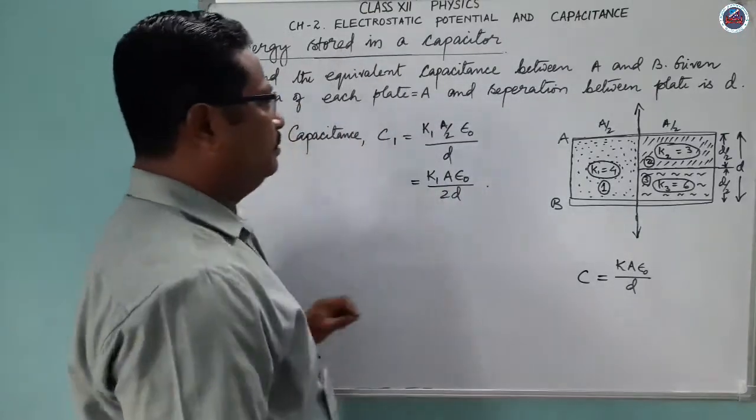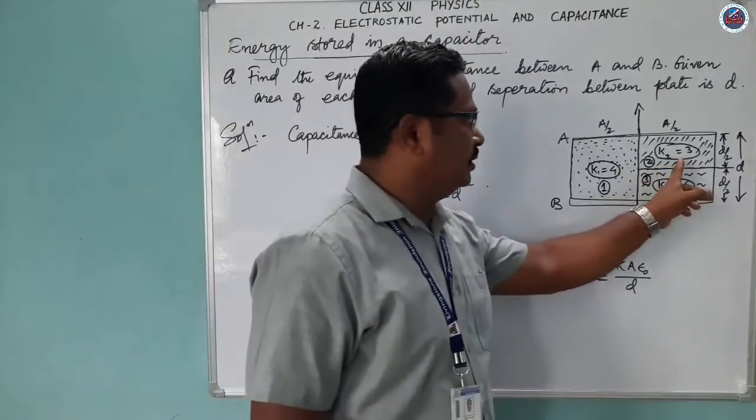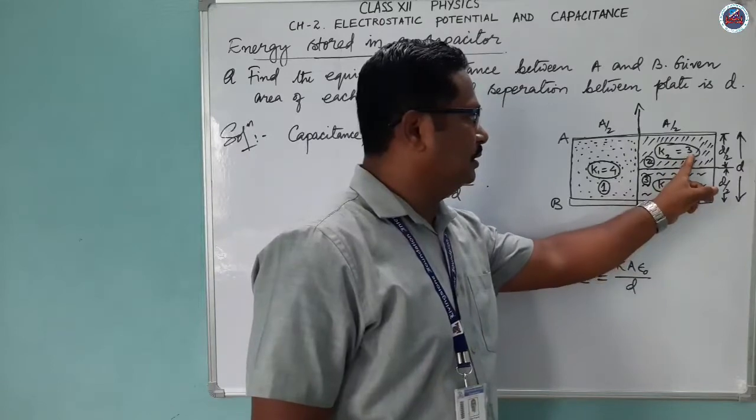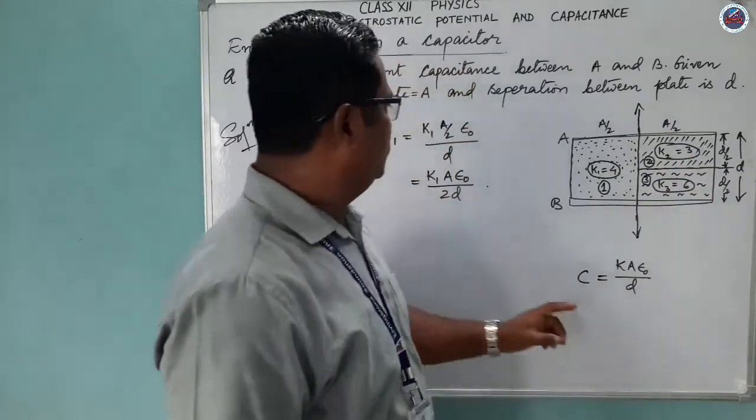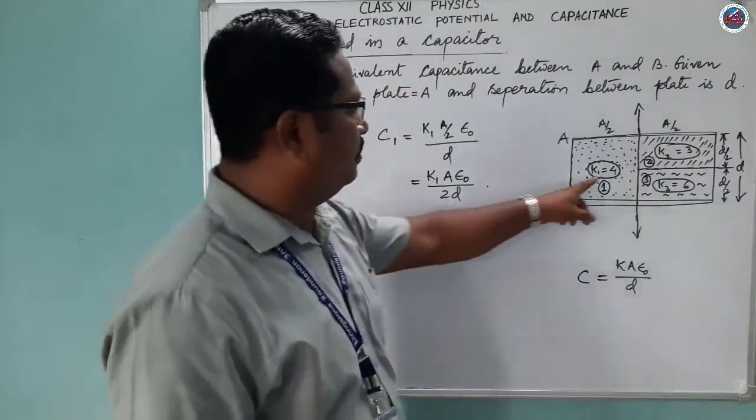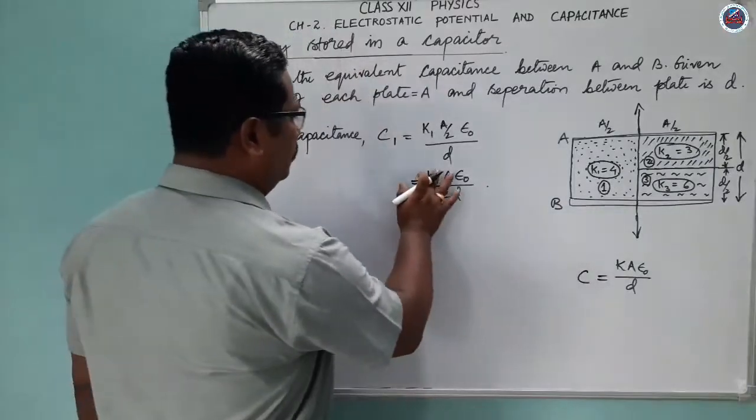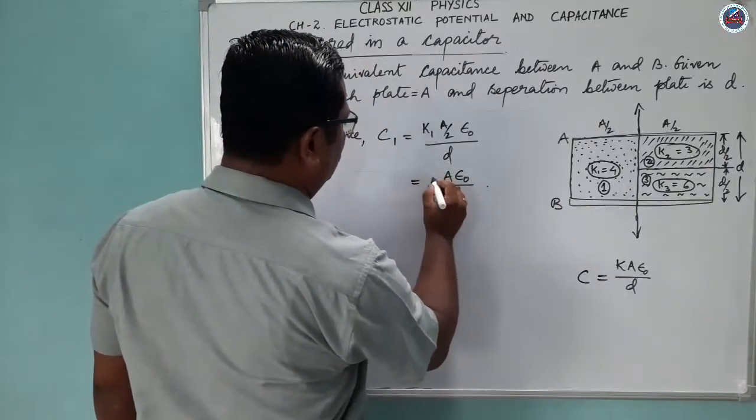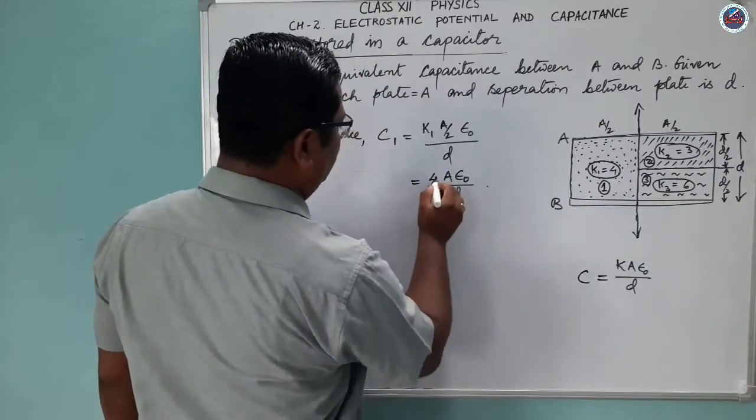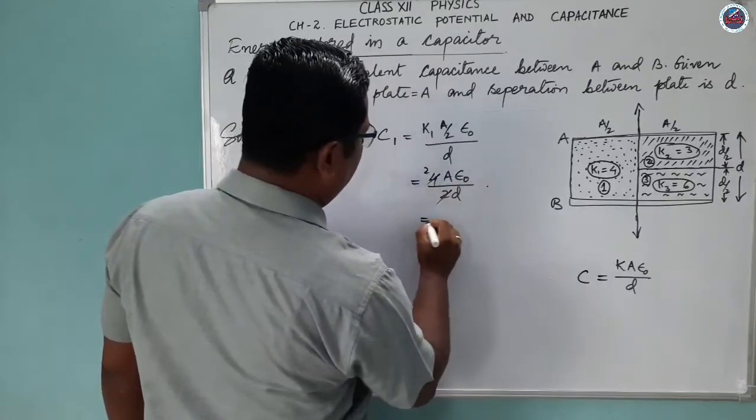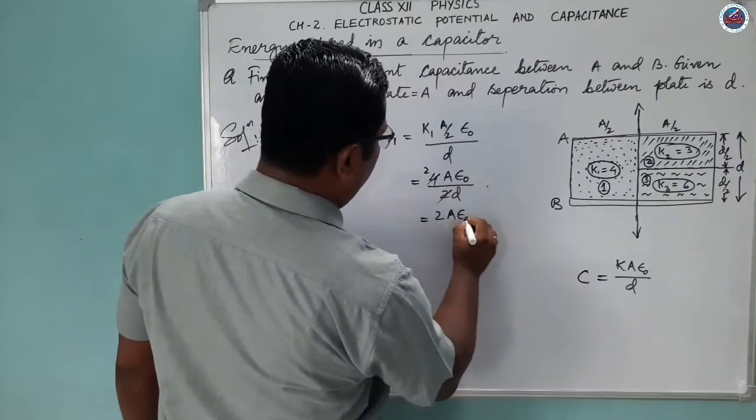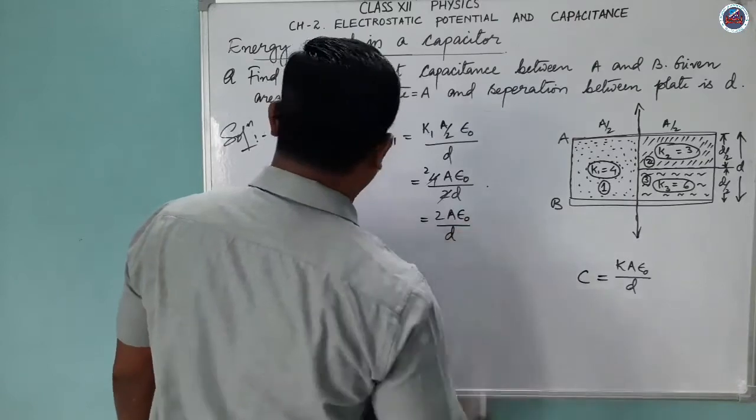Like that, we'll go to the next dielectric with dielectric constant 3. Now here, you know the value of K1, so let us write the value 4. This K1 is equal to 4. So if you write the value here, then you will get 2A epsilon naught divided by D.